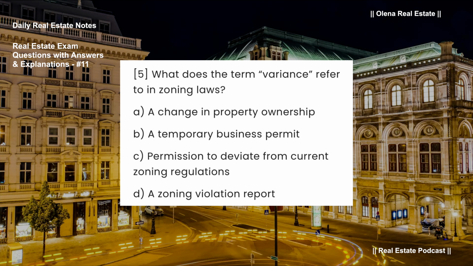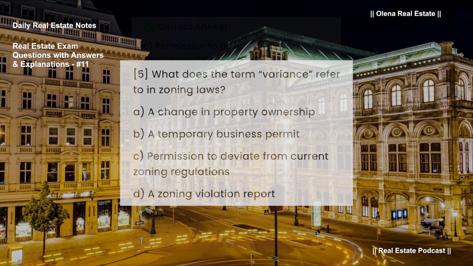What does the term variance refer to in zoning laws? A. A change in property ownership. B. A temporary business permit. C. Permission to deviate from current zoning regulations. D. A zoning violation report.